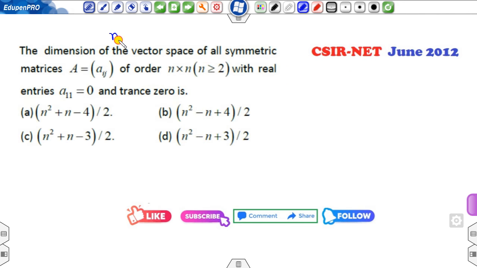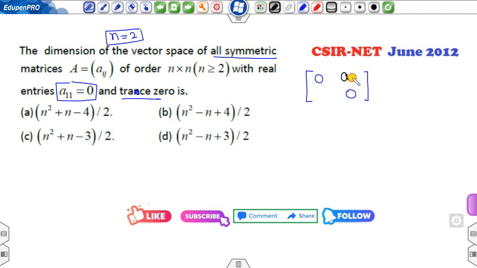Again, the dimension of this matrix, I can choose n as 2. It is my 2 cross 2, all those real and symmetric matrices. Entry A11 is 0, trace is also 0, so this cell is also 0, and it is symmetric. If this number is a, this number is automatically a. What is that dimension? How many unknown elements are there? Only one.